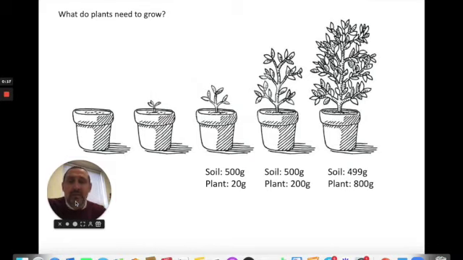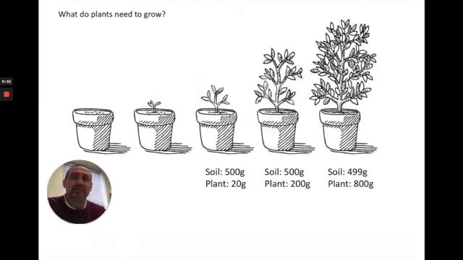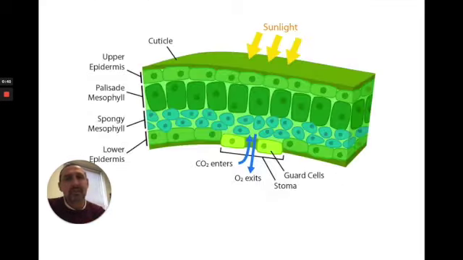This experiment, which was done hundreds of years ago, illustrates that soil is not an important component to plant growth. So what materials do plants use to grow? Well, that question is answered by the process of photosynthesis. Photosynthesis is simply taking water and carbon dioxide, using the power of sunlight to make glucose and oxygen. That sunlight is collected by plant leaves.